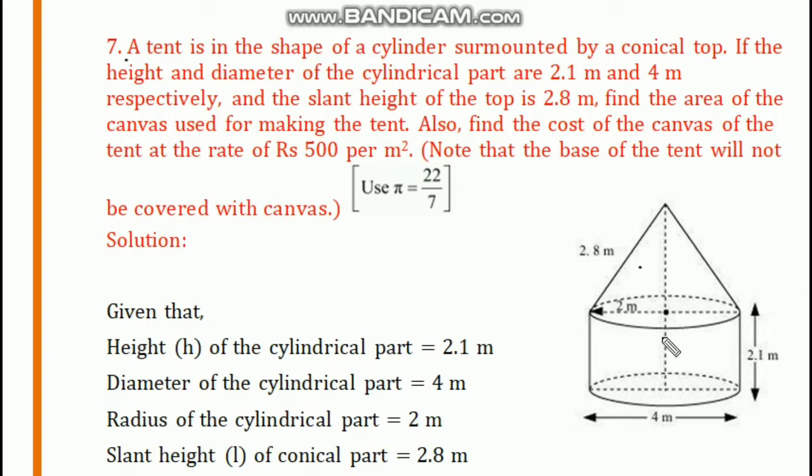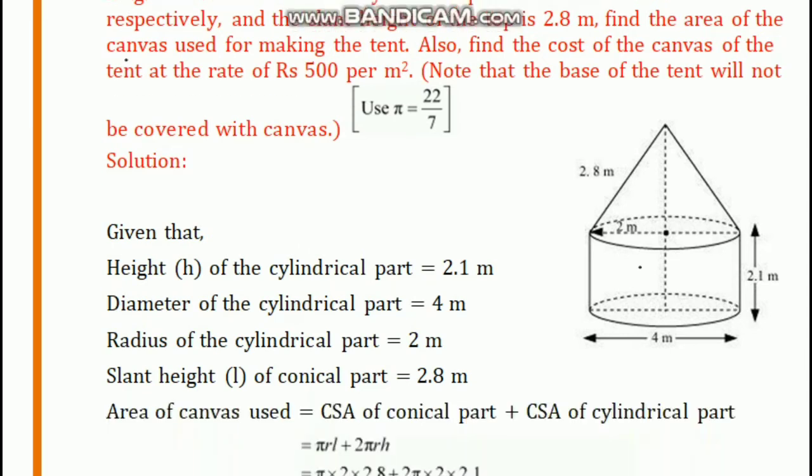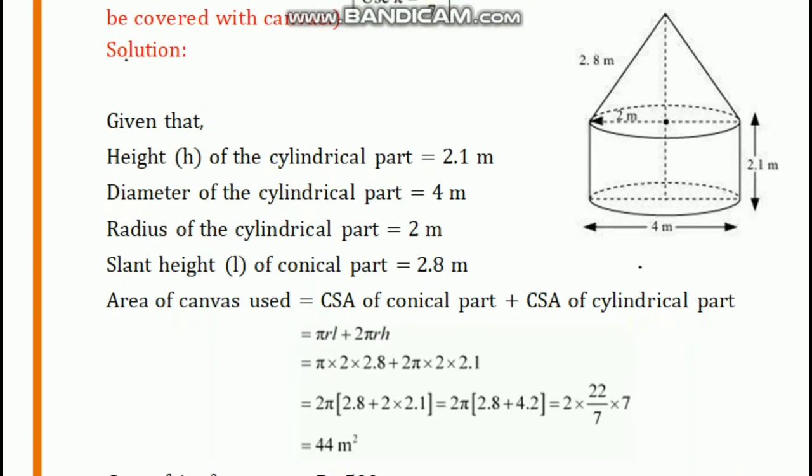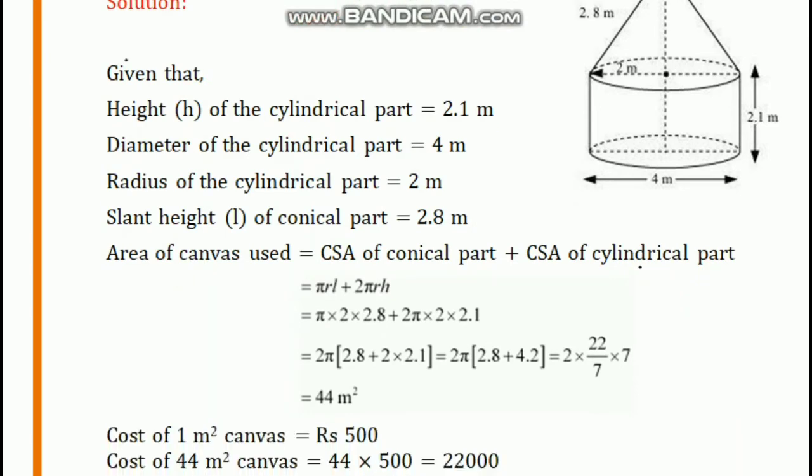For that, first we need to find out the curved surface area of the cylinder and the curved surface area of the cone. Already we know the formula for the curved surface area of the cone, pi rl, and the curved surface area of the cylinder is 2 pi rh. We know all the measurements, so directly substitute in this formula: pi rl plus 2 pi rh. Substitute the values: pi into 2 into slant height 2.8 plus 2 pi into 2 into 2.1.